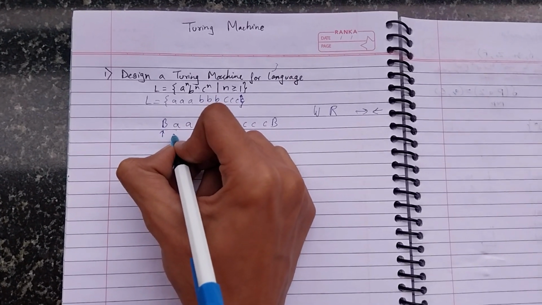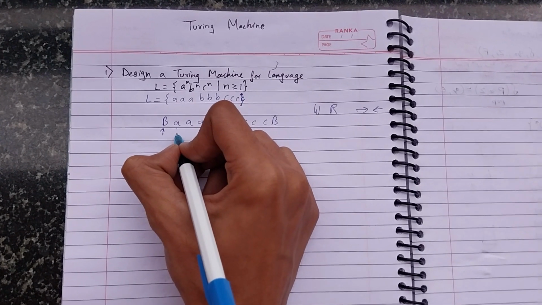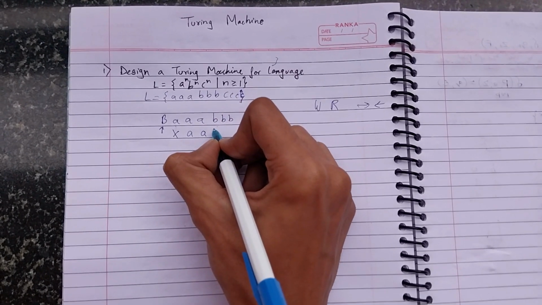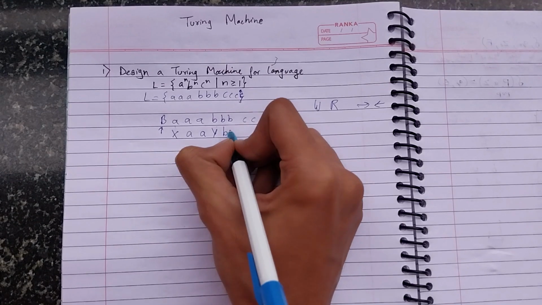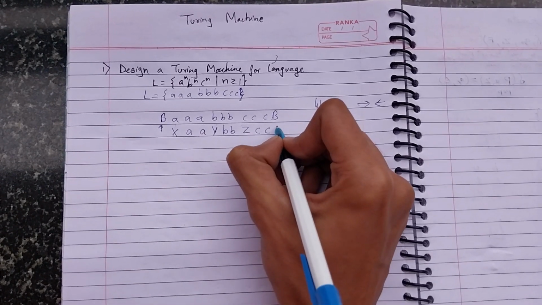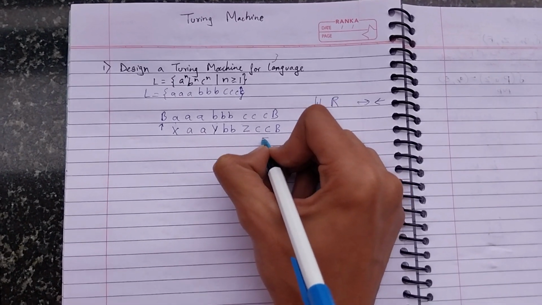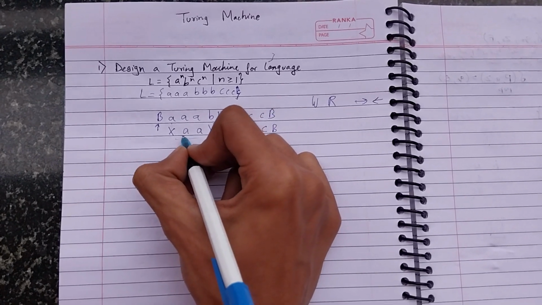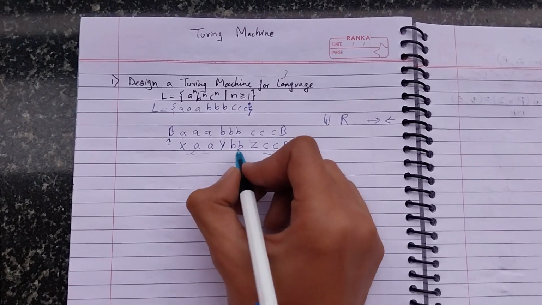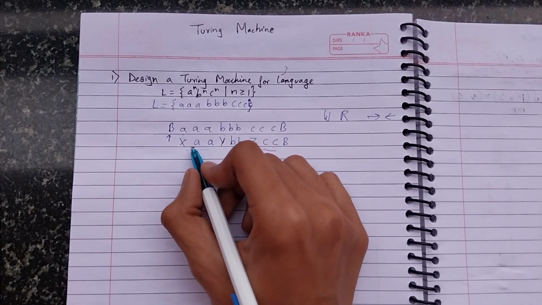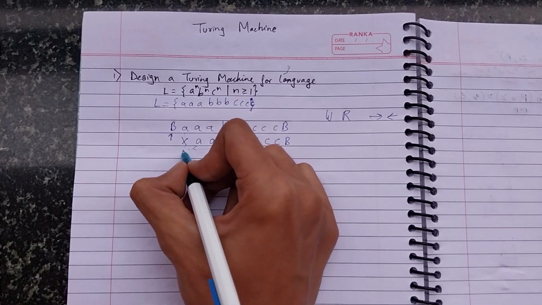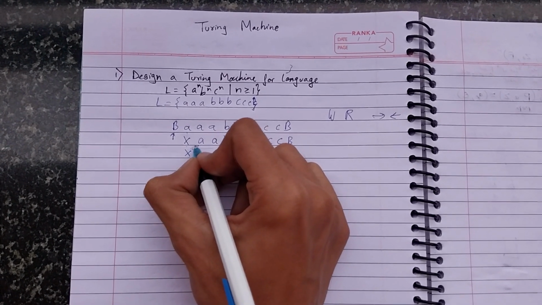When I am at the blank, I go to a. When I reach a, I change it to x. Then any number of a's, I keep as they are. When I get the first b, I change it to y, and any number of b's I keep as they are. When I get c, I change it to z, and any number of c's I keep. When I get a blank, I return back till x. If I get c, z, b, y, a, I keep them as they are. When the pointer reaches x, I know this is my first x, do nothing, and move towards the left.